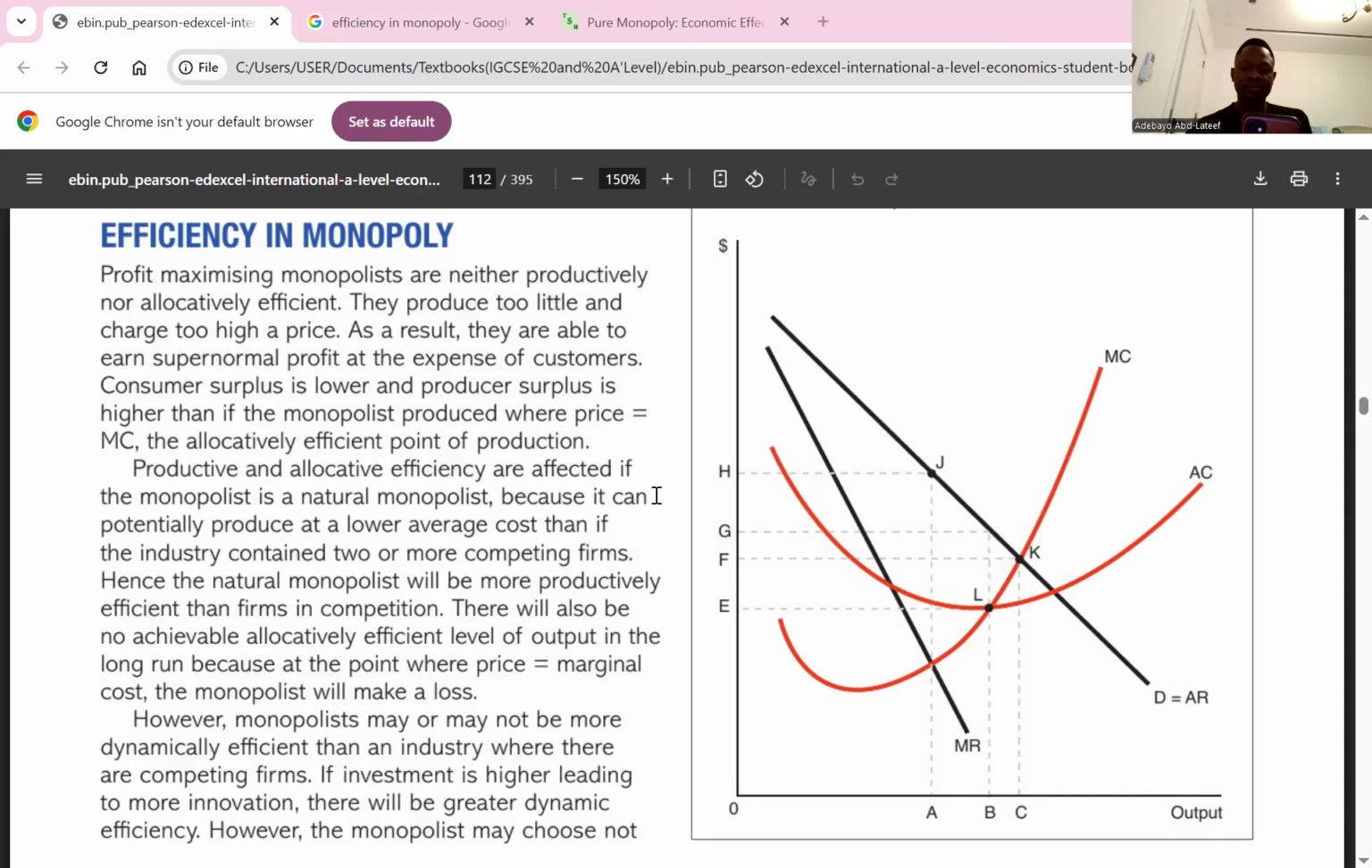Is it clear? Any question about that? No. So the difference is LHJ, which is the deadweight loss. Clear, please? Okay. So that ends monopoly. In the next class, we're going to talk about monopsony.